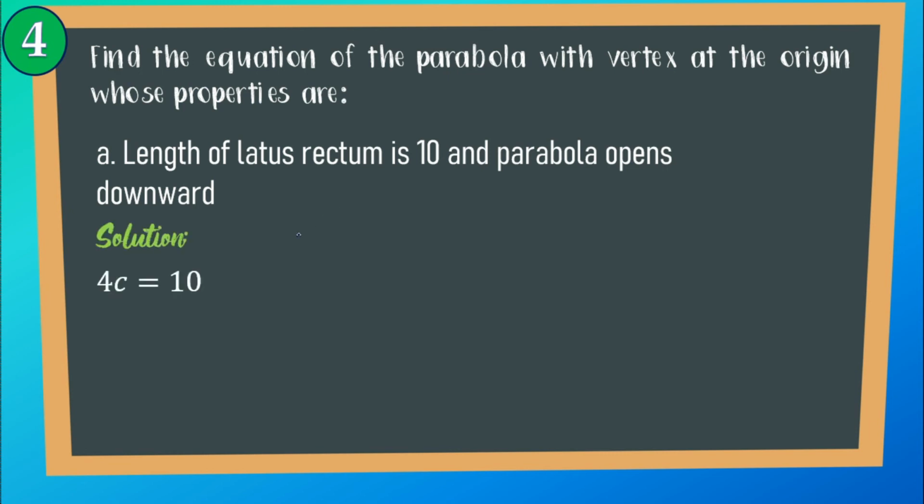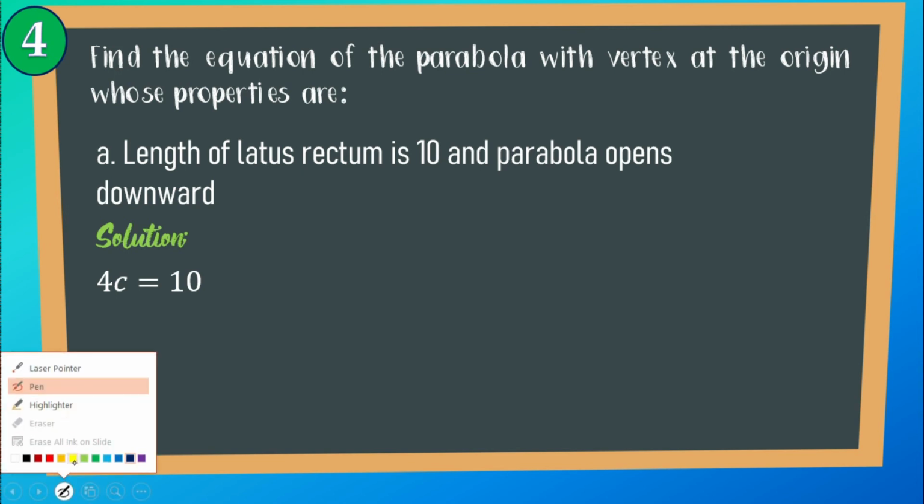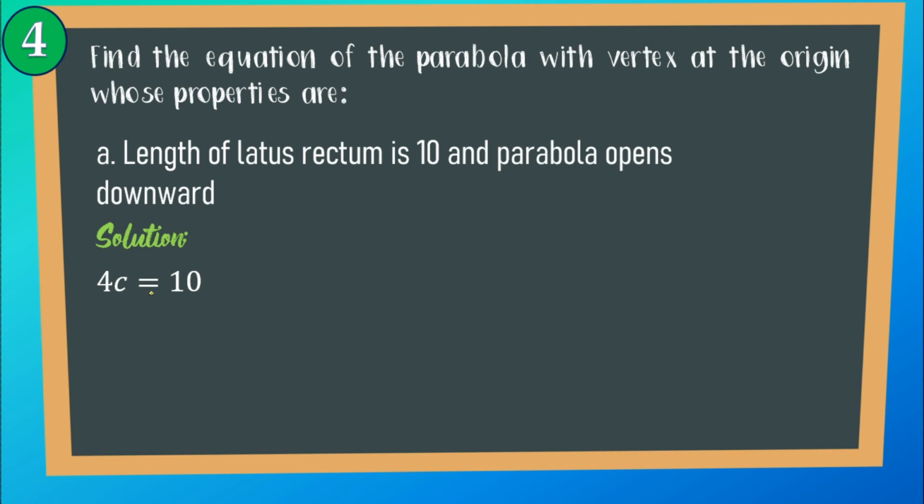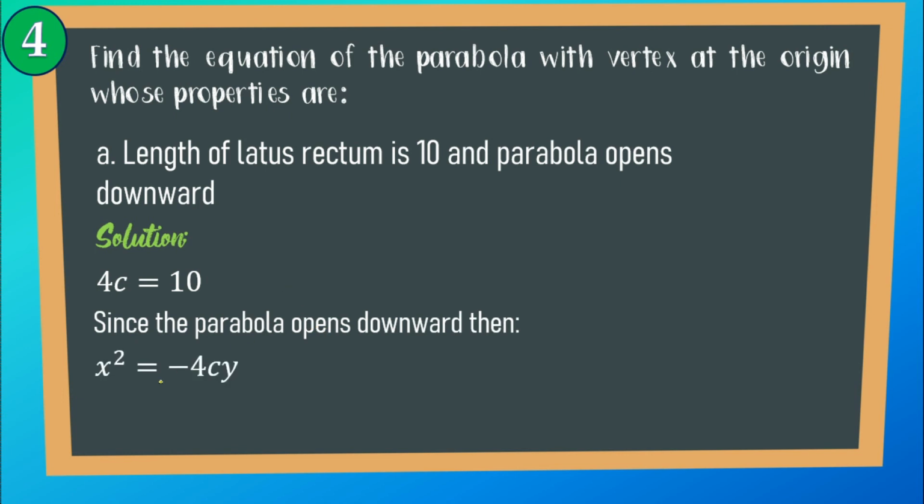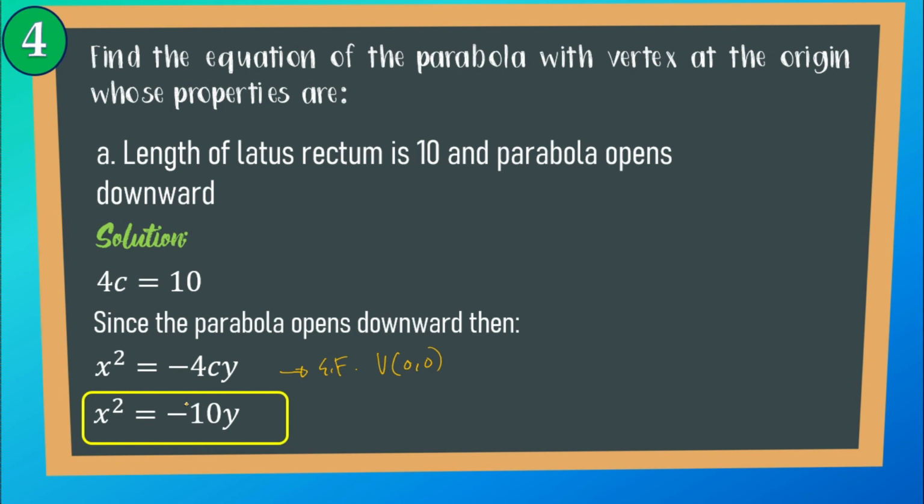So, solution. Since yung latus rectum is given by the formula 4c, no? So, ibig sabihin, 4c is equal to 10. So, since the parabola opens downward, so x squared is equal to negative 4cy. So, meaning this is the standard form pag opens downward siya. Tapos, yung vertex naman niya is at 0, 0. Yung na-discuss natin yung kanina. So, magiging x squared equals negative 10y. So, this is the equation of the parabola.